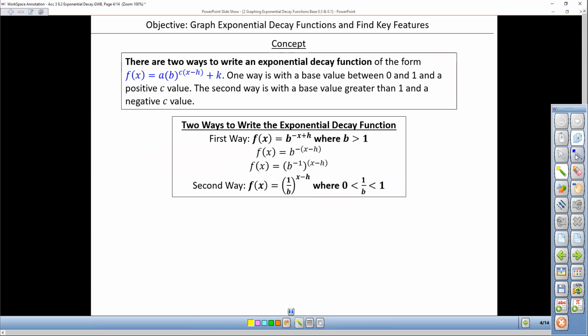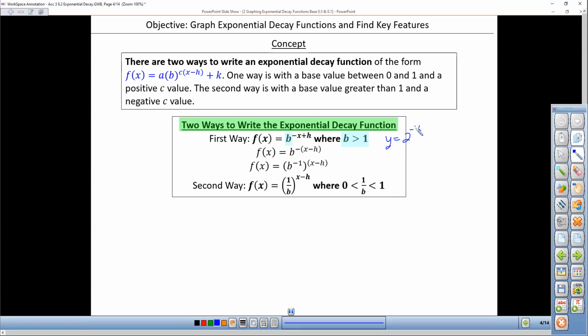All right, here's what can make decay functions a little bit more challenging than growth, is that we do have a couple different primary ways to write a decay function. So here we're looking at the 2 different ways. The first way is to write the function with a base that is actually greater than 1, which makes it look like growth. And this goes back to that prior knowledge problem, like y equals 2 to the negative x power. That actually is decay.